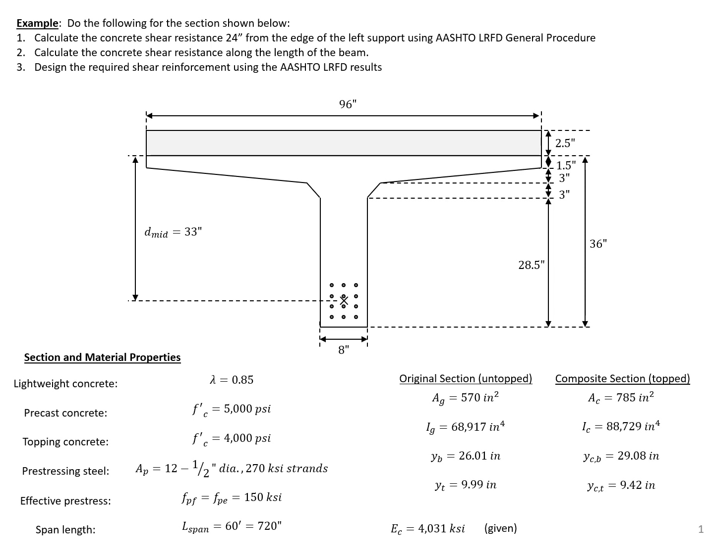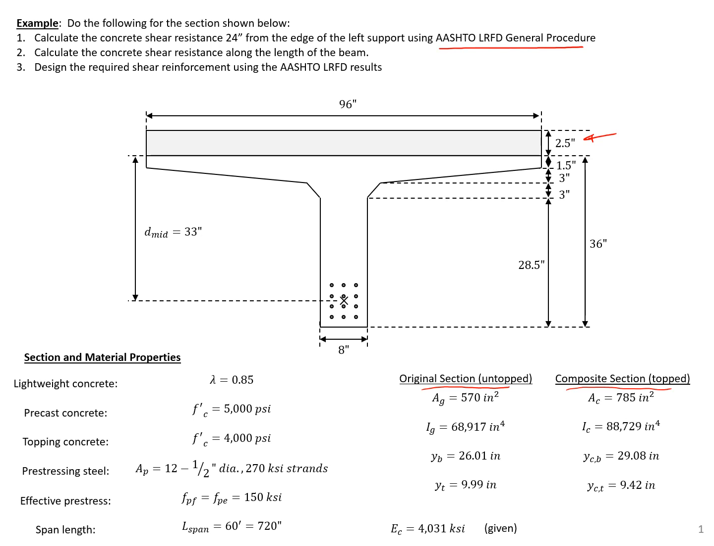In this example problem, we're going to calculate the concrete shear resistance and the required shear reinforcement for the given section using the AASHTO LRFD general procedure. So you can see it's a single T section with a cast-in-place composite topping. And we have our original untopped gross section properties for our precast section and our composite section properties for our top section. We also have some materials and other section properties shown here on the left.